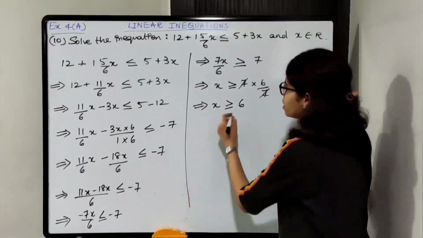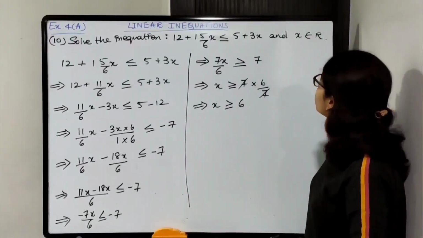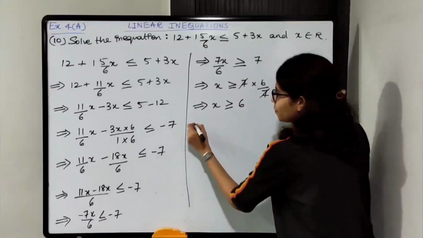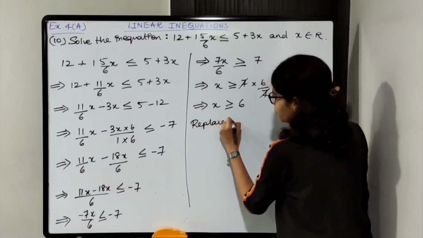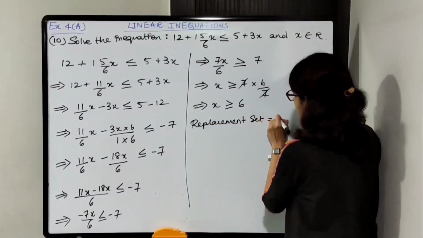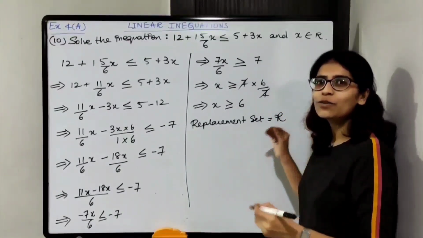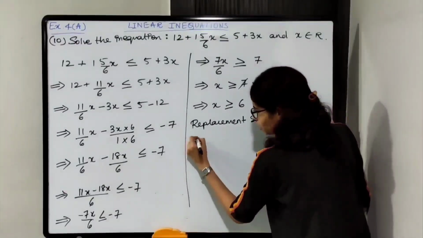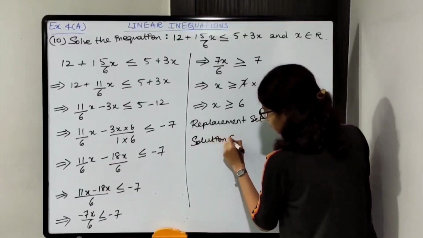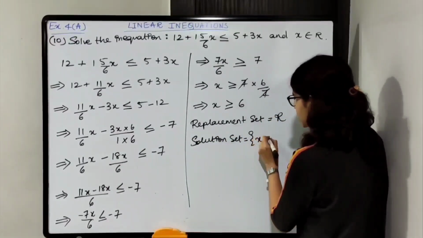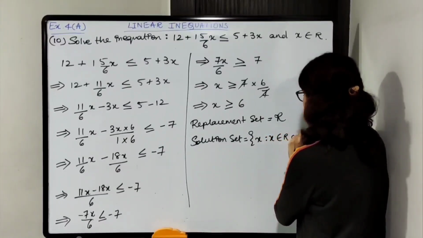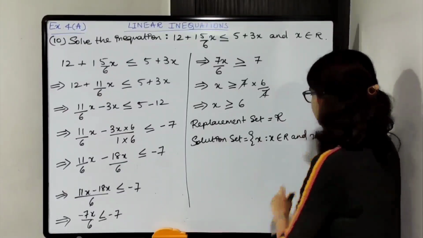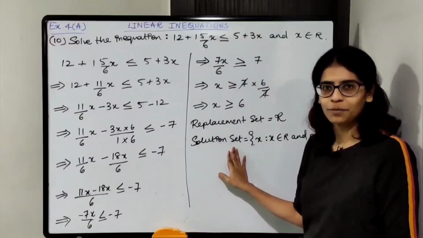Okay. So this is the condition part. We got this. Now x belongs to the set of real numbers. Replacement set is real numbers. So write down replacement set is R. So how will you write down the solution set? In set builder form. Set builder form में लिखेंगे. Okay. So solution set: x such that x belongs to R and the condition it is x is greater than or equal to 6. Okay, so this will be the solution set.